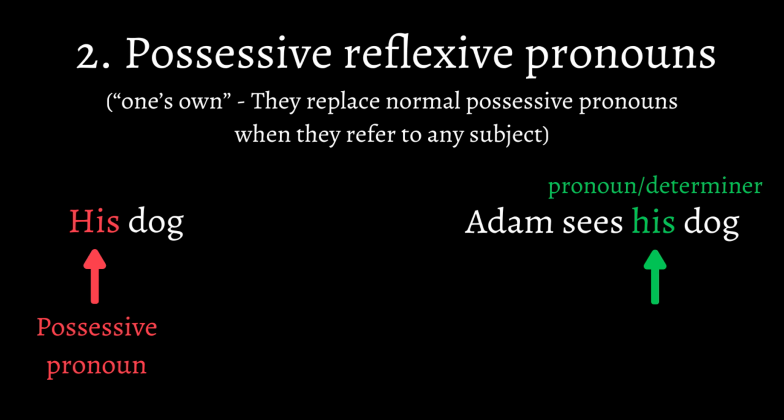In the second sentence, his is more ambiguous because it can be used as a possessive pronoun or as a possessive determiner. As a possessive pronoun, his can refer to a different masculine subject, like maybe Adam sees John's dog, which can be said as Adam sees his dog. Using the normal possessive pronoun would indicate that the dog belongs to someone else. As a possessive determiner, his determines that the dog is in fact Adam's dog. Therefore, Adam sees his own dog.